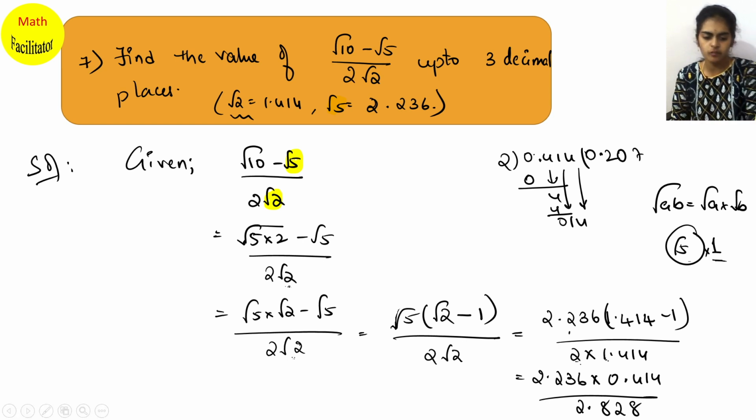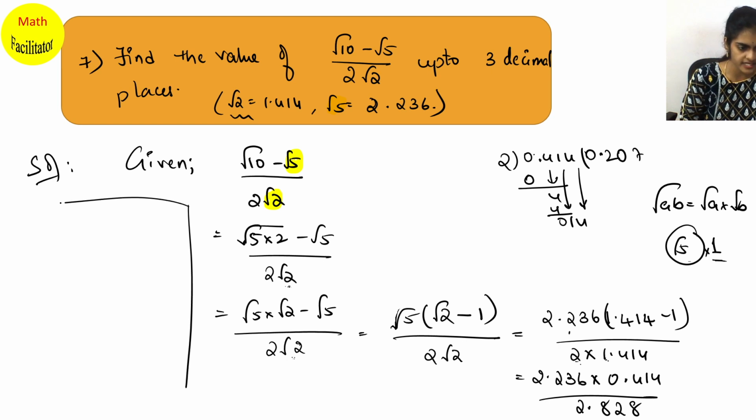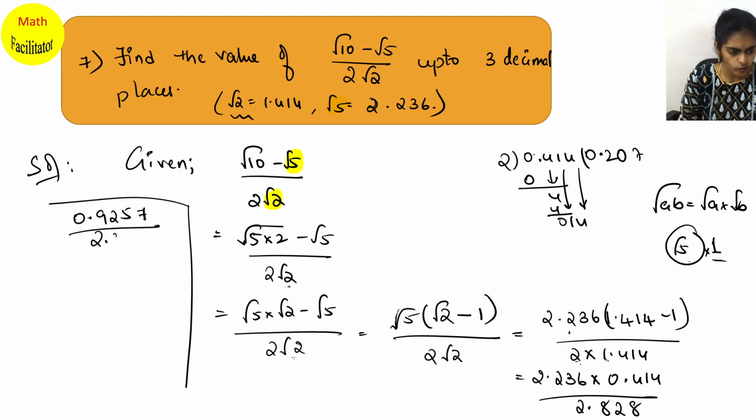Now calculate the numerator. How much are you getting? 2.236 multiplied by 0.414, you will get 0.9257, divided by 2.828. So if you want, you can remove the decimal places. Multiply and divide by 10,000. See here, you have 4 places, so 1 along with 4 zeros, that means 10,000 you will multiply and divide. So you will get this.